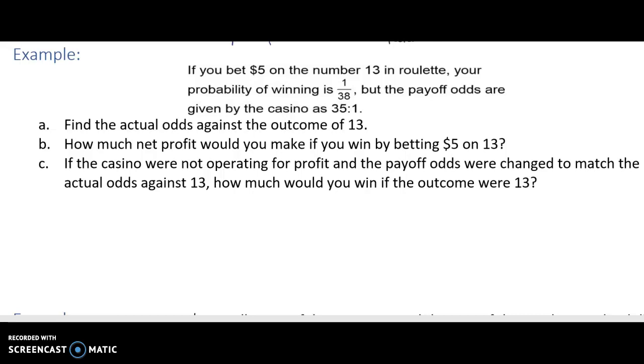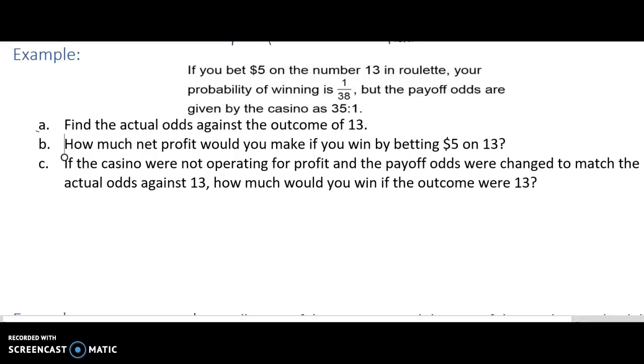In this video, we're going to review the last 3 problems on the Computing Odds guided notes. Please have your notes out so you can follow along. Example: if you bet $5 on the number 13 in roulette, your probability of winning is 1 out of 38, but the payoff odds given by the casino are 35 to 1.